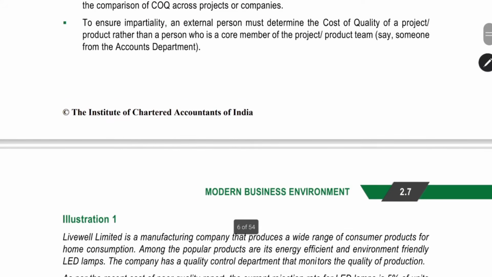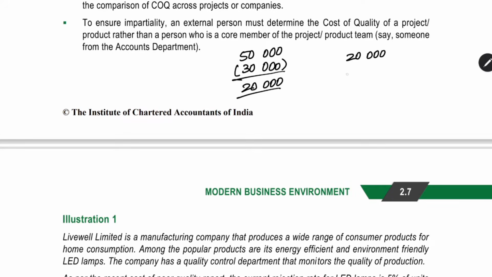Here, in the first part, we found out that the current loss was 50,000. After the proposal, the loss was 30,000. We got a 20,000 benefit. For incurring this 20,000 benefit, we incurred a cost of 15,000. This 5,000 we are getting is called the net benefit.